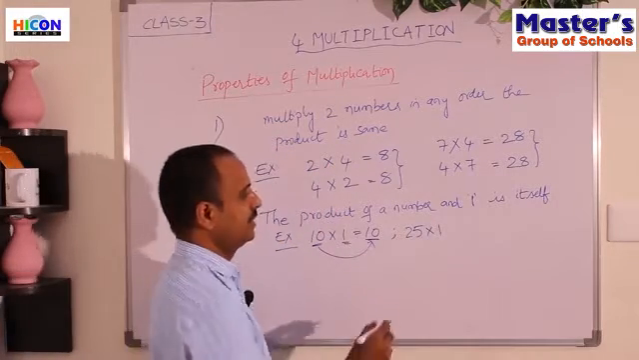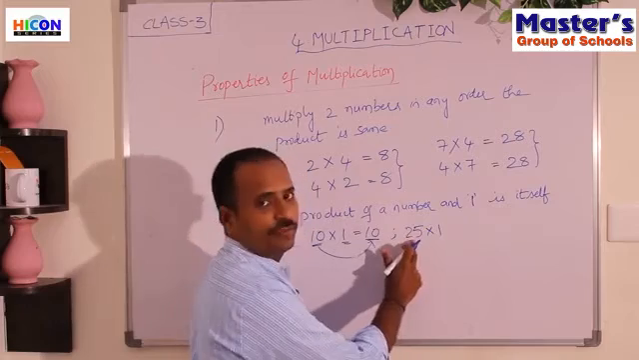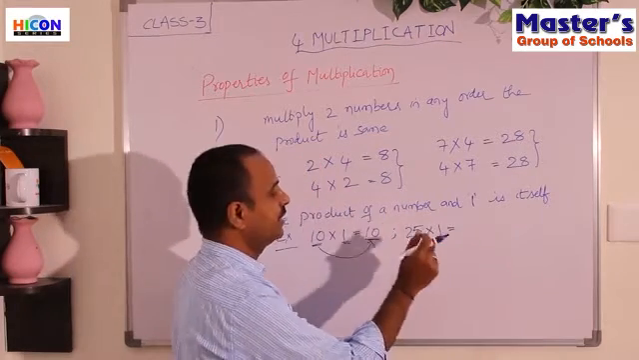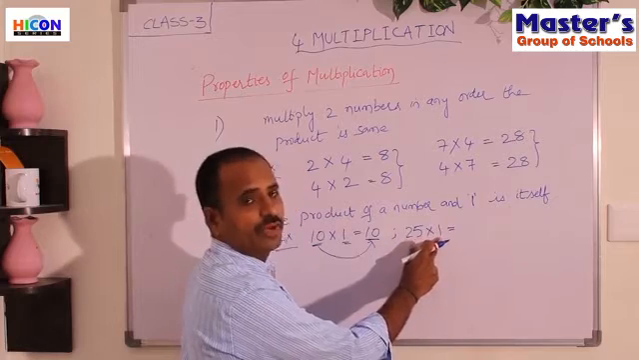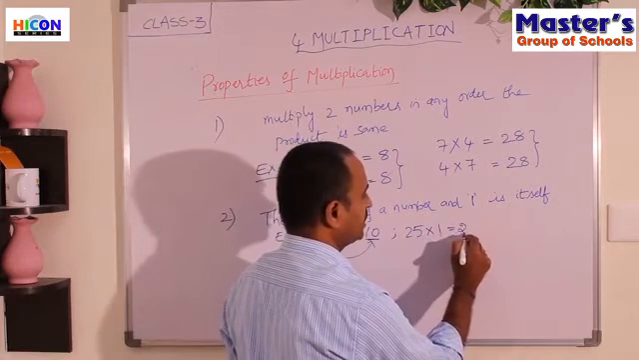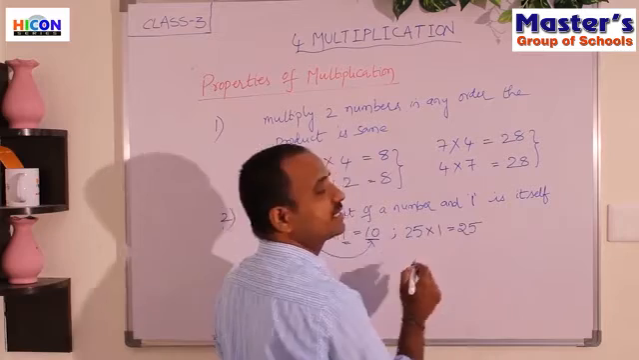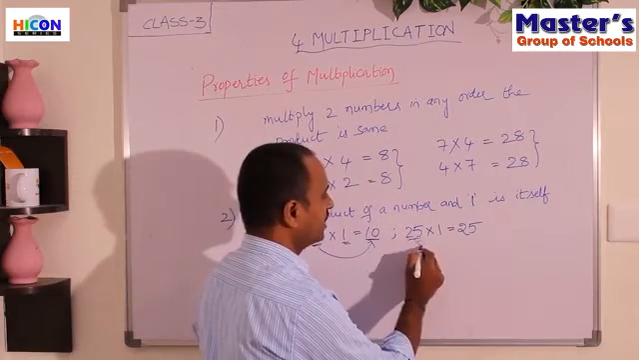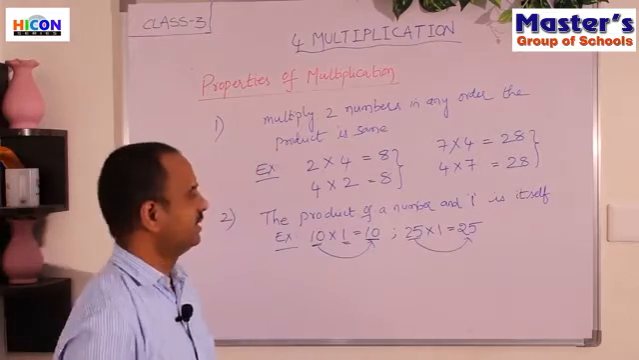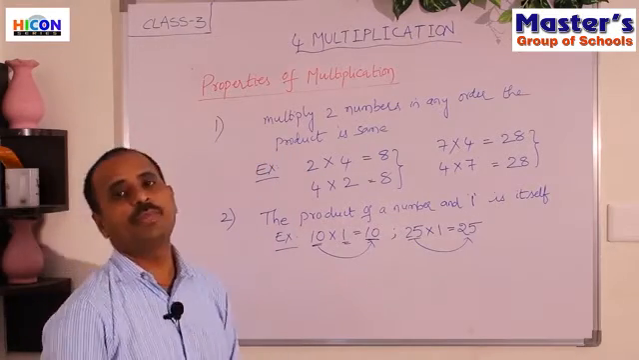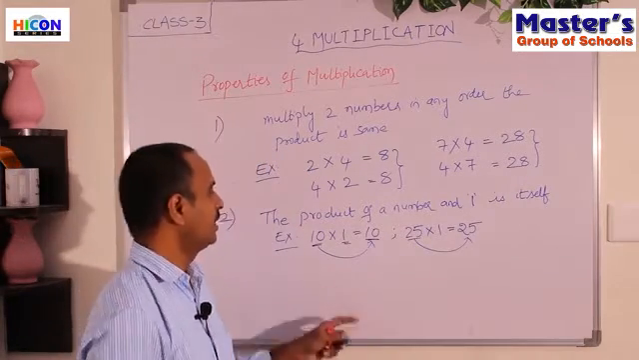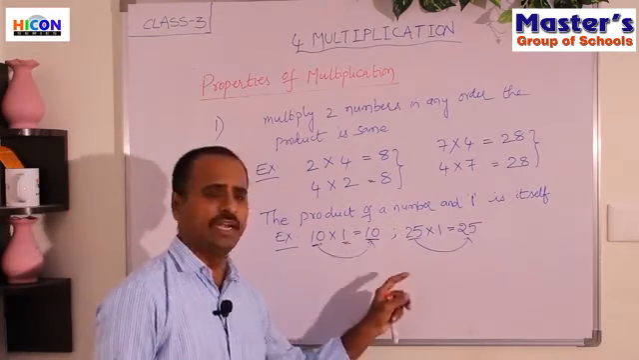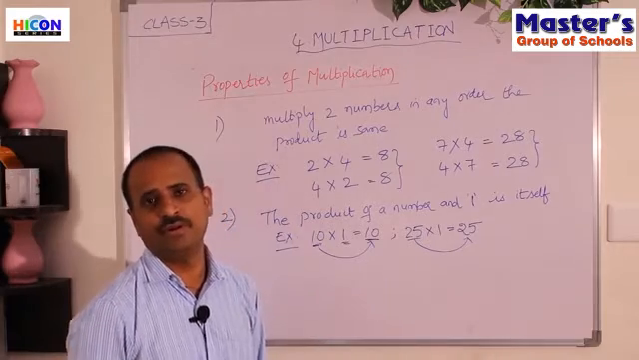So what is the answer? Here the number 25 is multiplied with 1. According to this property, if any number is multiplied with 1, you will get the same answer. That is, the product is itself. Itself means again you will get the same number. So this is the meaning of the second property. The product of a number and 1 is itself. If you multiply any number with 1, you will get the same number.